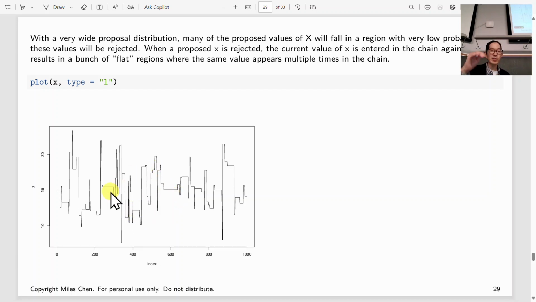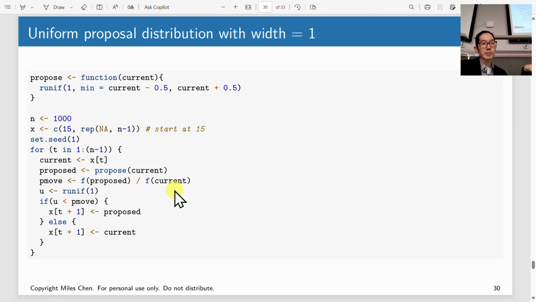So you have this, looks like a city skyline, where you have these flat regions where you get stuck because all of the values you keep proposing get rejected. That's what happens if you have a proposal distribution that proposes just bad values.